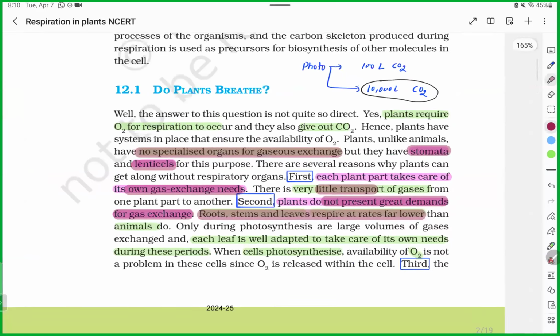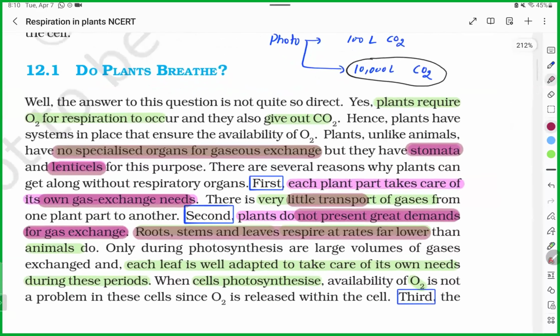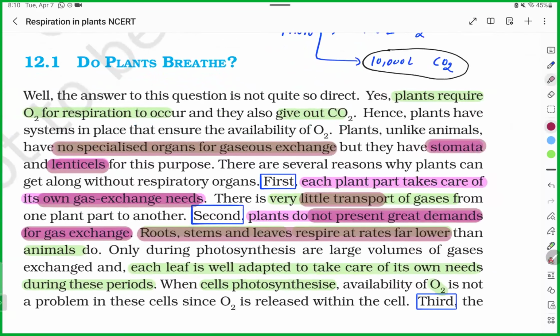Do plants breathe? The answer is not direct. The answer is yes. Plants require oxygen for respiration and they release CO2. But plants produce food, and plants produce oxygen. The answer is that the food making process is different. Respiration is different. So plants also need oxygen for respiration.